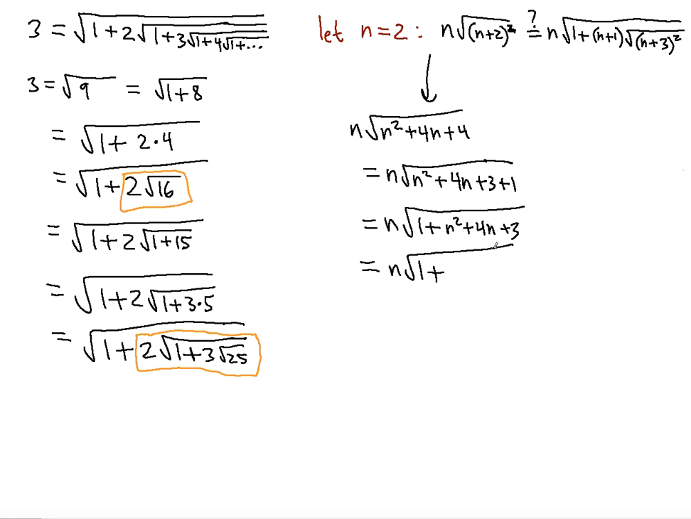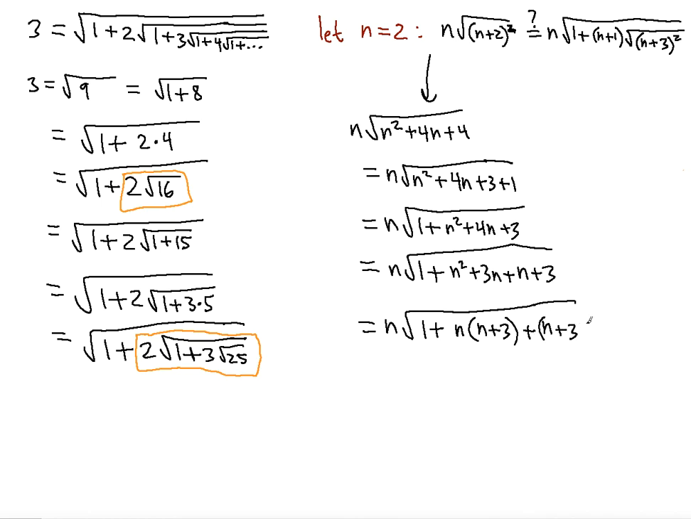So we need to split the 4n: n squared plus 3n plus n plus 3. You see, I'm just splitting so we can factor this part by grouping. And then we're going to get n radical 1 plus n times n plus 3. Do you see the factoring by grouping now? Plus n plus 3. So I can group it like that so you can see the coefficient 1 and n.